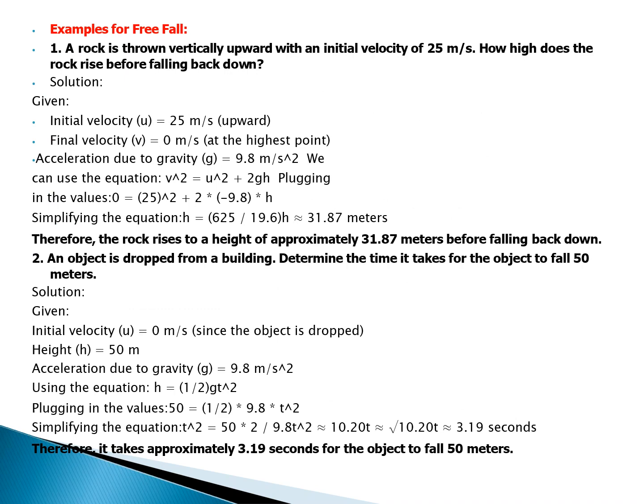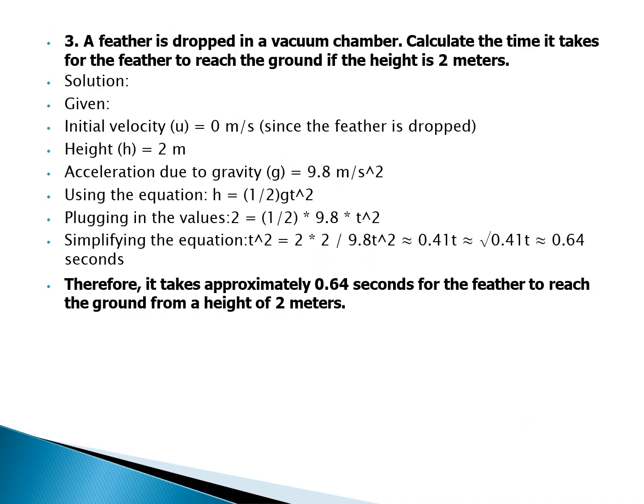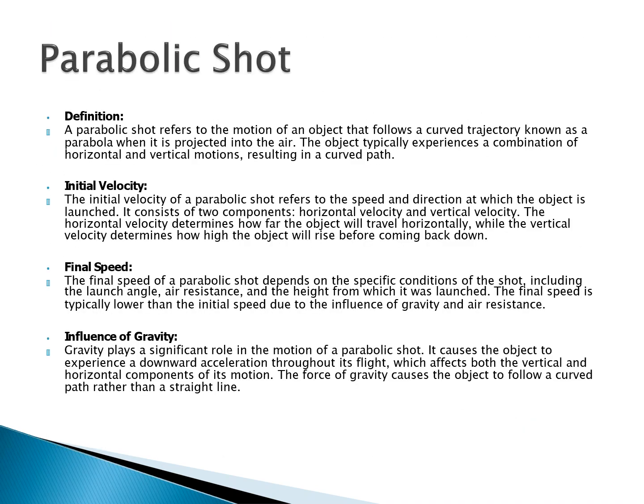Characteristics. Constant acceleration. Throughout the fall, the object experiences a constant acceleration due to gravity. Parabolic shot. This refers to the motion of an object that follows a curved trajectory known as a parabola when it is projected into the air. The object typically experiences free fall in the vertical motion, resulting in acceleration along its path.